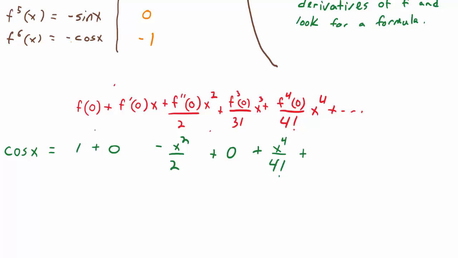0. But then the next one? Minus x to the 6th over 6 factorial, excuse me, 6 factorial is what I meant. Right? And then the next one would be, well, 0. Who cares about that? Plus or minus? Plus, and then it's going to go x to the 8th over 8 factorial. Okay, now let's get rid of the zeros.